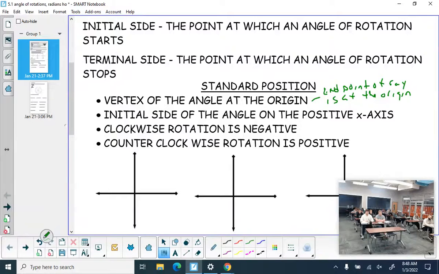The end point of the ray is at the origin. That's a fixed position. And we're going to rotate this ray about that fixed position. The initial side of the angle is going to be on the positive x-axis.